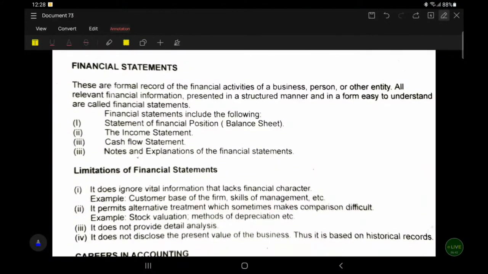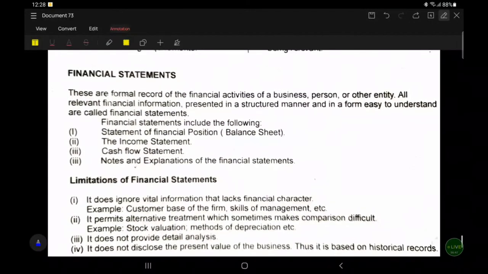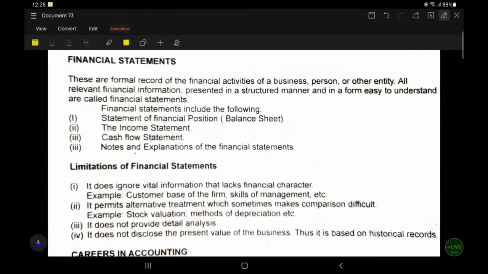Then this is what I was talking about, financial statements in the definition of accounting that I spoke about. So when it comes to financial statements, these are the financials you're talking about. We will dive deeper, in a course that will help us to expose all these financial statements. We have the statement of financial position, which we call the balance sheet. You have the income statement, cash flow statement, and notes and explanation of financial statements.